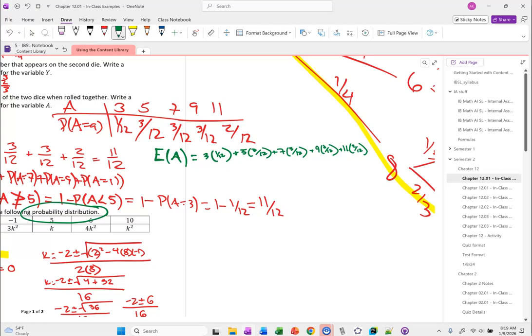What'd we get, Quinn? Might not be right. 88 over 12? I think I printed out the 7.33. That could be 88 over 12, though. Maren says that's the same thing. Great.